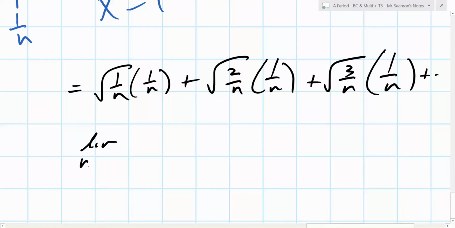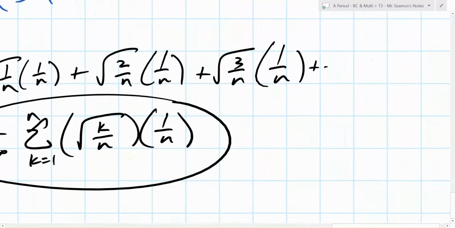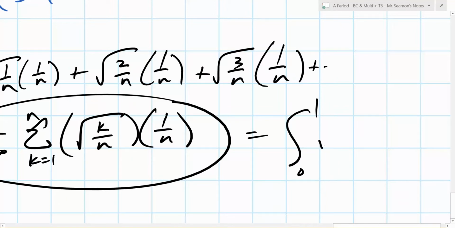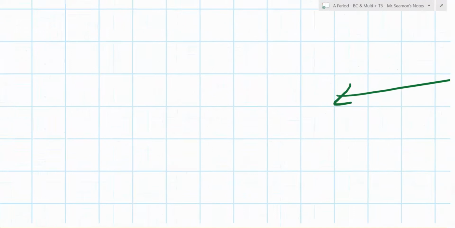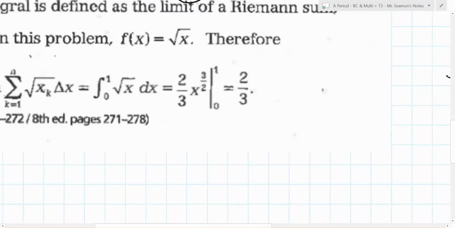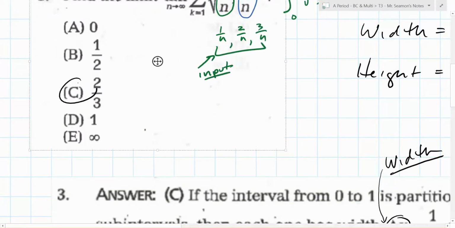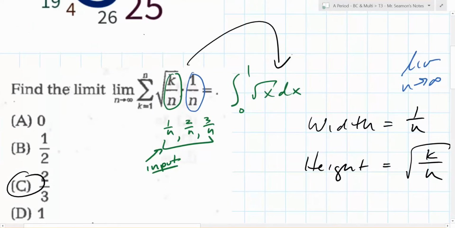The limit as n goes to infinity of the summation of k equals 1 to n of the square root of k over n times 1 over n. So what does this equal? This is the area under the curve from 0 to 1 of the square root of x. That's all it is. So if you recognize that, all you then have to do is go back and say, oh, I just do the actual integral. And what is it? 2/3. This is entirely recognizing that this is just an integral. That's all it is.